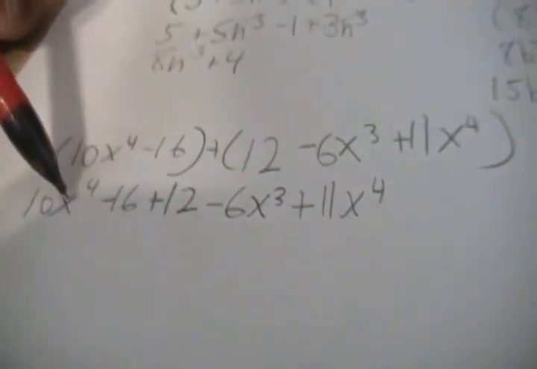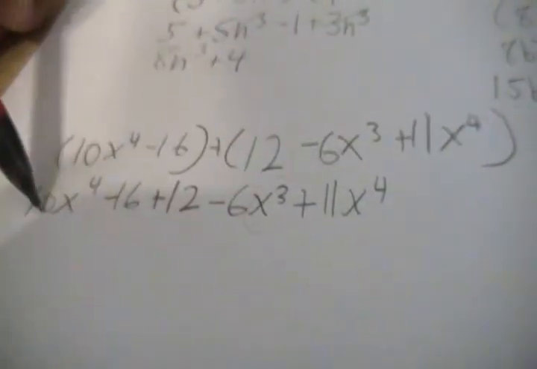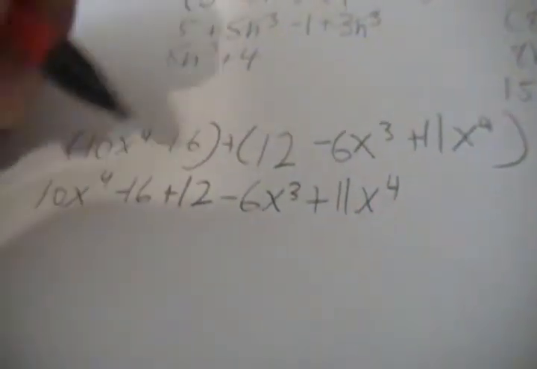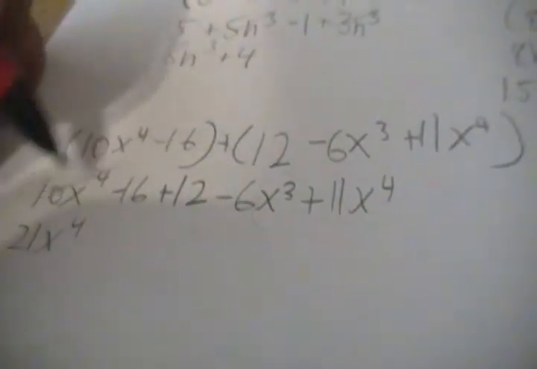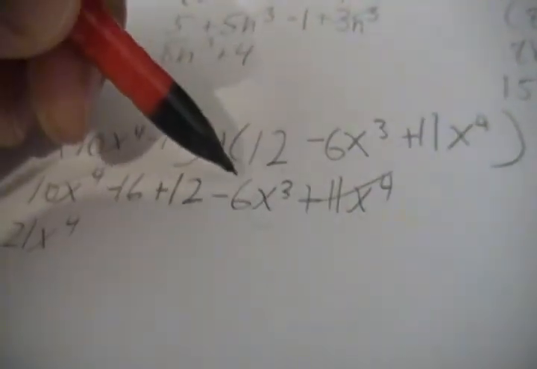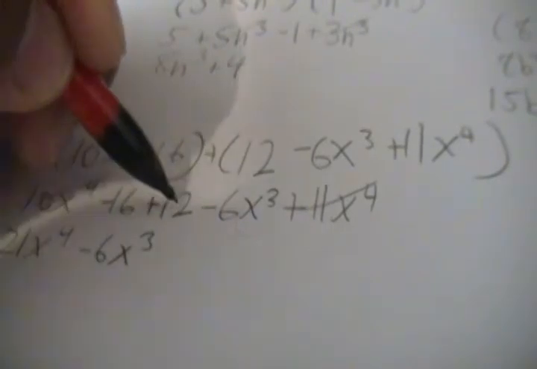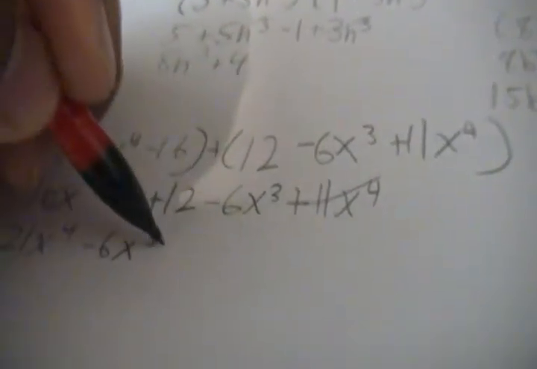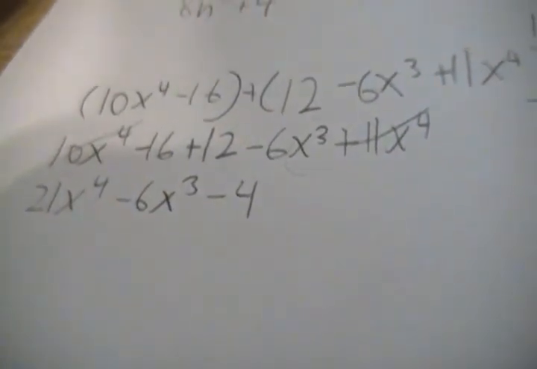So we have to combine like terms. So x to the 4th and x to the 4th are like terms. So 10 plus 11 is 21x to the 4th. Okay, cross that out. We can't really combine x to the 3rd with anything, so we just copy -6x cubed. And we can combine -16 plus 12, which is -4. So it's 21x to the 4th minus 6x cubed minus 4.